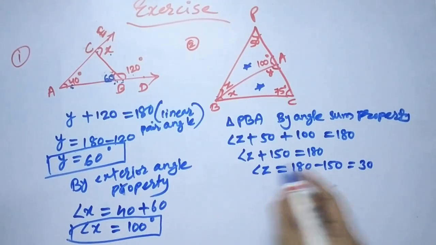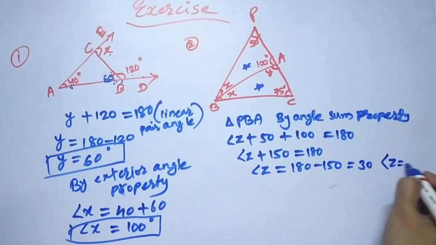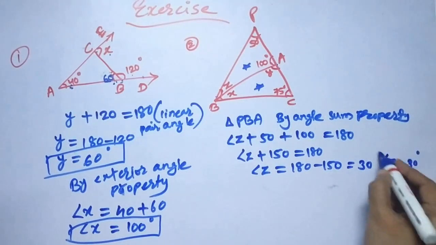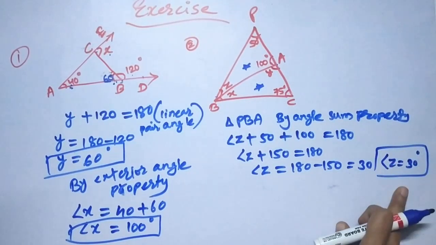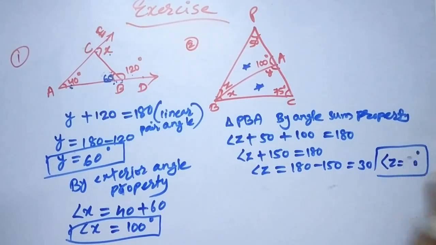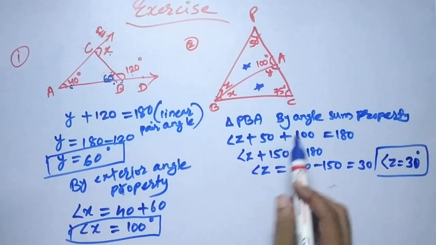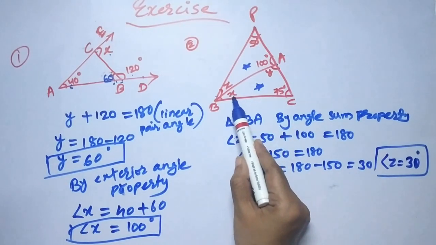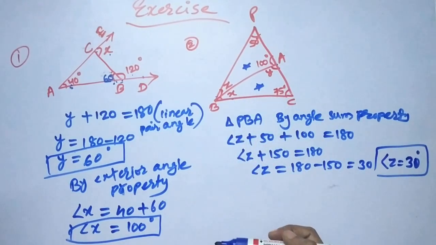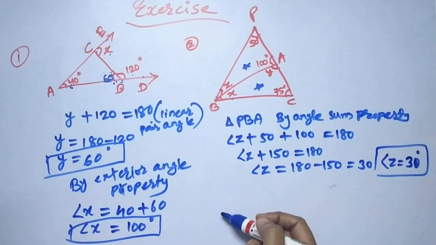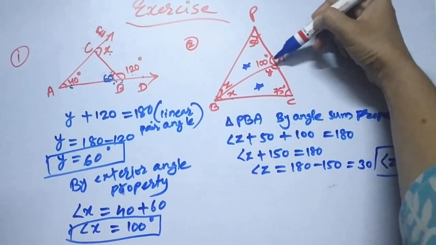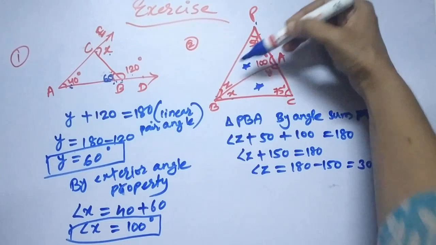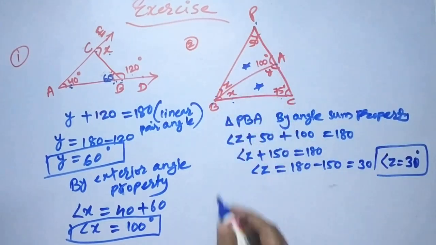So friends, here you will get Z is equal to 30 degrees. This angle we got. Z is equal to 30 degrees. Now we'll move to the next. We have to find this angle X. I can get X easily by using the exterior angle property. This exterior angle PAB is equal to X plus 75.